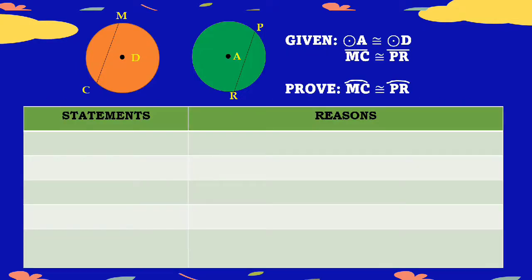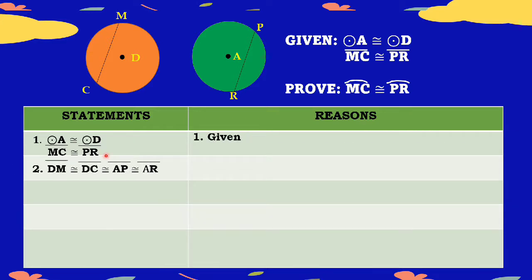Let's have the two-column proof. Let us always begin with our given. Number 1, circle A is congruent to circle D, and chord MC is congruent to chord PR. The reason is given. Let us draw segment DM, segment DC, segment AP, and segment AR.